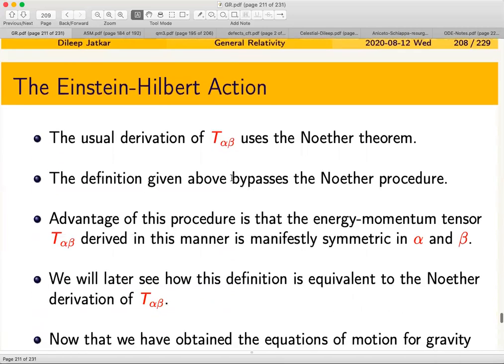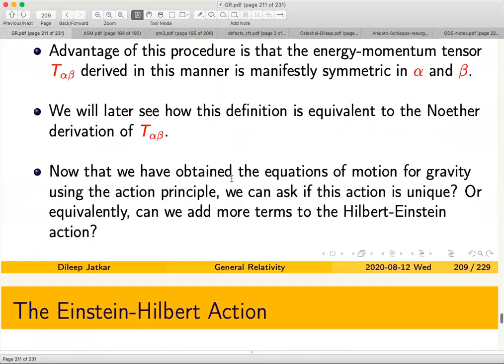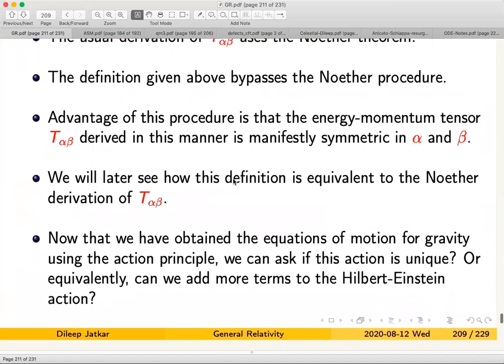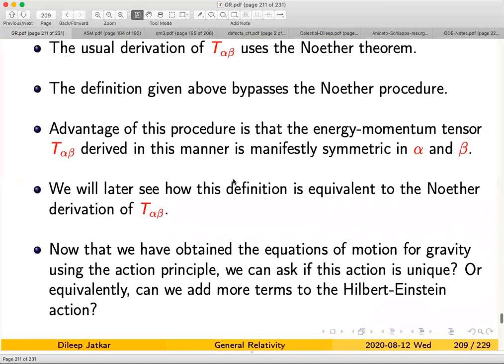Fine. So we can now ask a question: given this equation of motion for gravity, which we derived from one particular action principle, is this action principle unique? Or equivalently, we could ask whether we can add more terms to the Einstein-Hilbert action and still derive an equation like this, or maybe small modifications of the equation which are consistent with the non-relativistic limit.